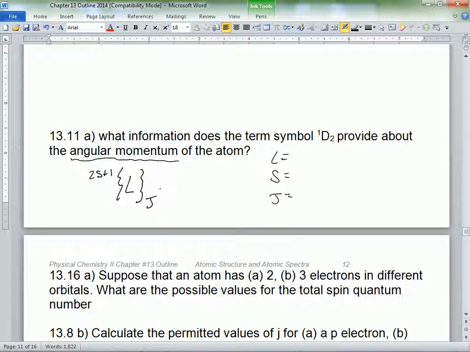What does J have to be? I told you the term symbol. So Pablo, what does J have to be? 2. What does L have to be? 2. What does S have to be? 0. All right, how'd you figure that out? Because you have to know this. If you don't know this, you're out of luck. And you just match it up.